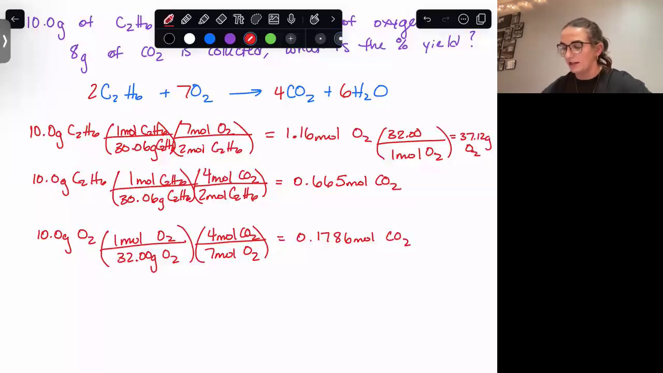I like looking at this because I can say, okay, if I use all of my 10 grams of ethane, I'm going to produce 0.665 moles of carbon dioxide. And if I use all 10 grams of my oxygen, I'm going to produce 0.1786 moles of carbon dioxide. So I know that because I produce the least amount of carbon dioxide when I use up all of my oxygen, that has to be my limiting reagent. So my limiting reagent is O2, and the most carbon dioxide that I can collect is 0.1786. Okay, so we know that is the number we have to move forward with.